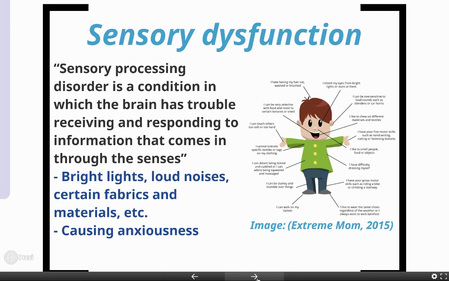According to WebMD, sensory processing disorder is a condition in which the brain has trouble receiving and responding to information that comes in through the senses. This can be triggered by bright lights, loud noises, certain fabrics and materials, and more. This can cause students to become anxious and overwhelmed by their environment. In the image to the right, you can see some examples of activities and sensory things that can be triggering to somebody with autism. For example, it says, I hate having my hair cut, washed, or brushed. This is an example of having sensory processing disorder and how it can trigger somebody.